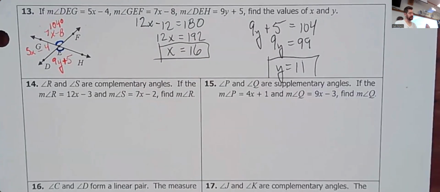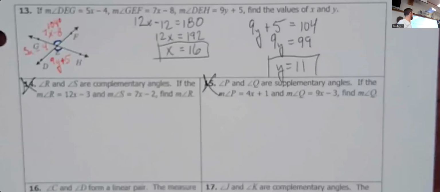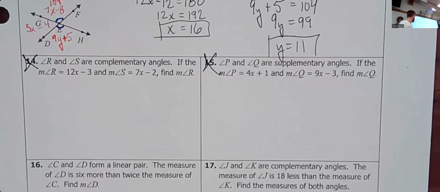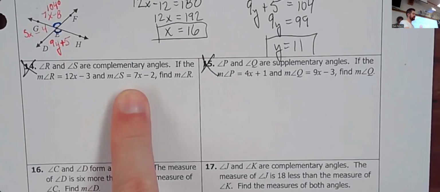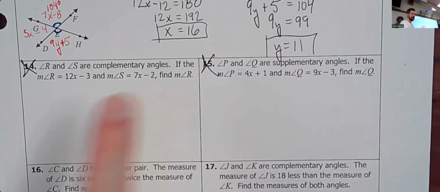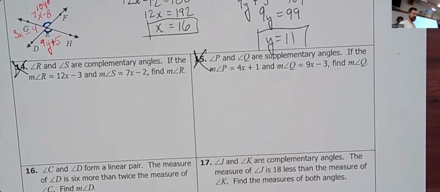We are going to skip 14. And we're also going to skip 15. We've already done problems like that. Since R and S are complementary, all you'd have to do is add those two together and set them equal to 90 and solve for X, and then plug in for R. We've already done stuff like that. Same with supplementary. You'd add them together, set them equal to 180, solve for X, and then plug in for Q. We've already done that, so we don't need to worry about that.